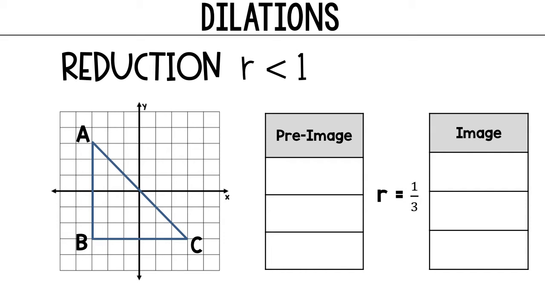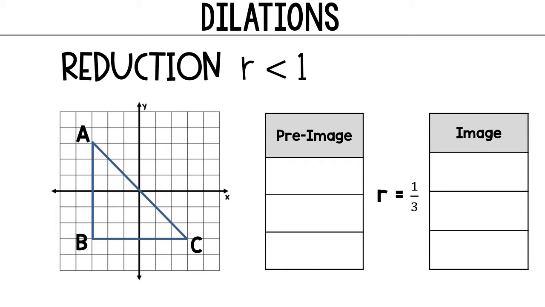A dilation, if you think about getting your eyes dilated, means it increases the size of your pupil, right? So the dilation of an image is going to increase or decrease the size of your image. It's going to be similar in that all of the sides will be proportional to the original, but it will look different. So let's start with reductions.